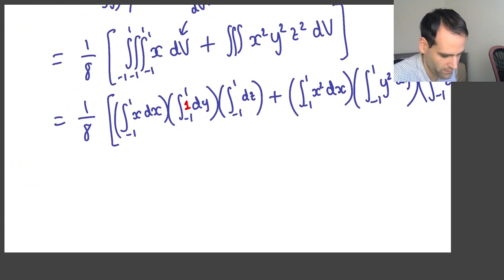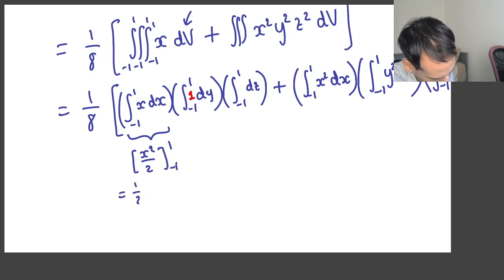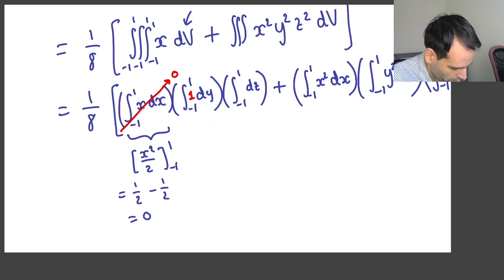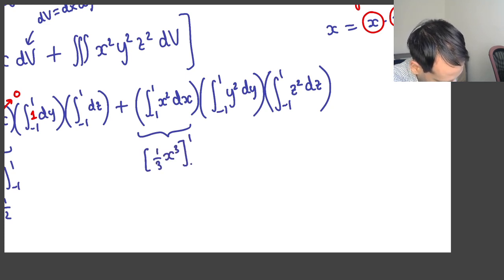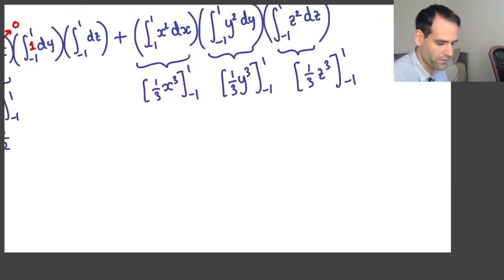And now I can solve these integrals separately. The first integral will be x²/2 evaluated between -1 and 1, and as before we don't need to continue because this is 0. So this whole term will go to 0. Then the integral of x² is 1/3 of x³ between 1 and -1. The integral of y² will be 1/3 of y³ between 1 and -1. And this term will be 1/3 of z³ between 1 and -1. So actually the three terms will be identical.